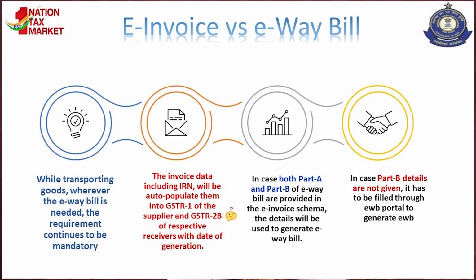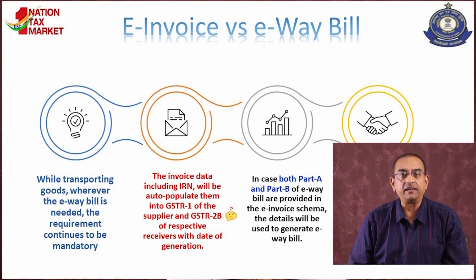E-Way Bill is a document which is generated at the time of transportation of goods. Just because e-Way Bill has been generated, it does not mean that e-invoicing is not required, because e-invoicing is required for all taxable supply of goods and services. Once e-invoice is generated, it auto-populates the statement of outward supply called GSTR1 of the supplier, and also it auto-populates GSTR2B return, which is an auto-drafted information of all the purchases made by the recipient of supply.